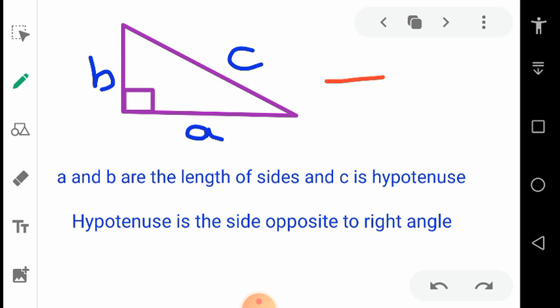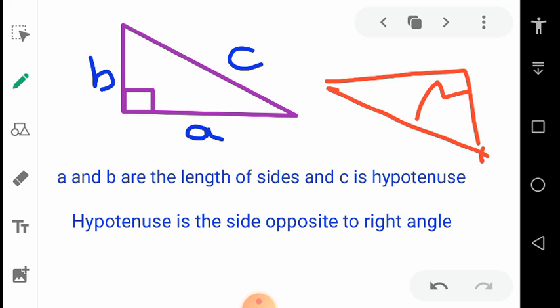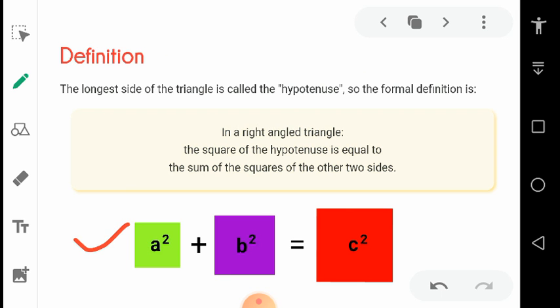Sometimes you may have a triangle in this way and the right angle is there. Now which is the hypotenuse? The side opposite to the right angle. As you can see, this is the side opposite to the right angle, so this side is called the hypotenuse. Now the statement of the Pythagoras theorem, you should remember this.